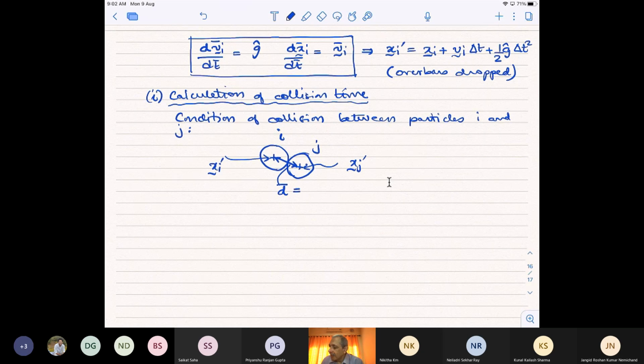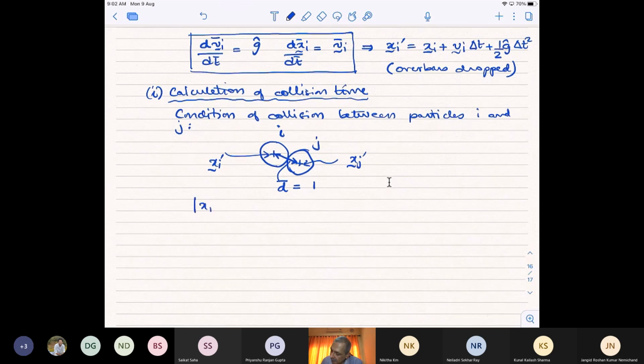And in our case, we have taken everything dimensionless, so this is just 1. When the center to center distance becomes equal to 1, we say that the particles have collided. In vector form, the magnitude of xi prime minus xj prime must be equal to 1. This magnitude is the length of the vector xi prime minus xj prime.